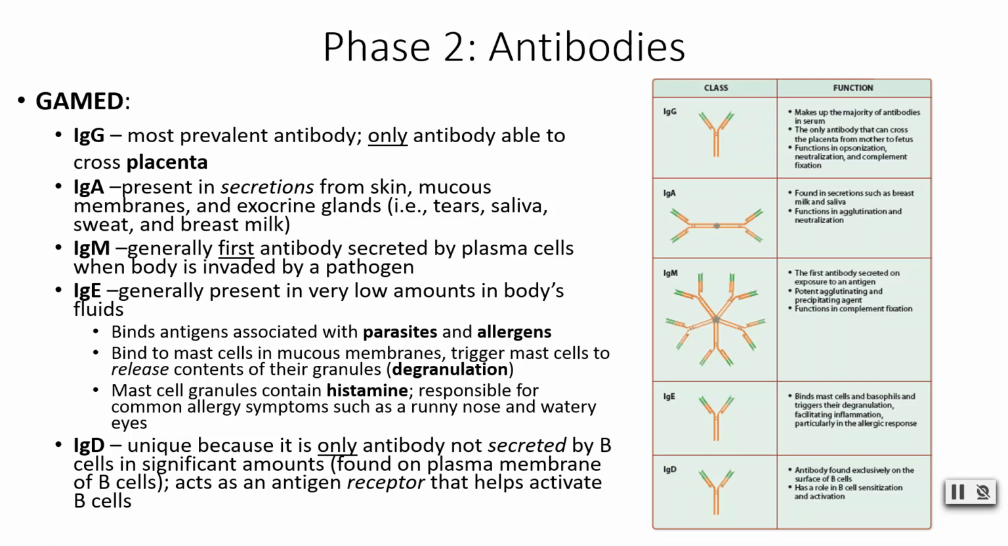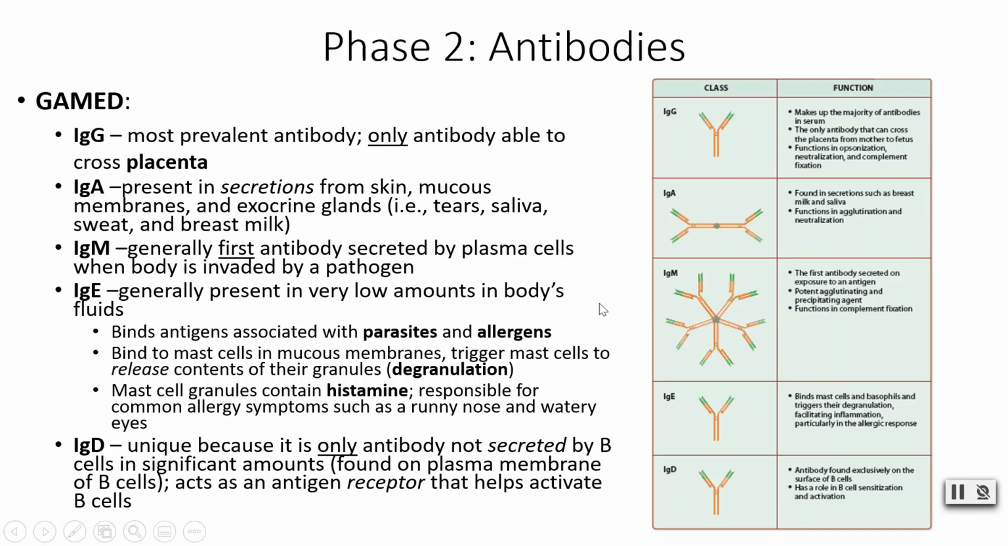And then IgM is usually the first antibody that is secreted by plasma cells when we come into contact with a pathogen. It is good for helping with agglutination reactions. So we've mentioned agglutination reactions when we talked about blood types, but remember anytime that antibodies come into contact with antigens, you can have that agglutination, that clumping going on.